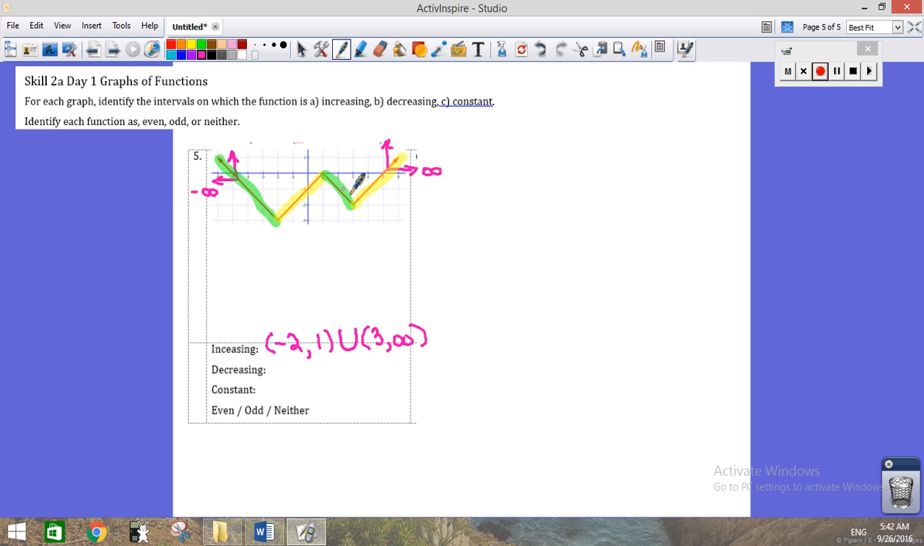It's decreasing if we describe the green intervals, and again we'll need another union. On the left, that arrow is telling us -infinity. Then the x coordinate at this point is a -2. You're in this interval, or if you're on the interval from 1 to 3, the function is also decreasing. It's never constant.